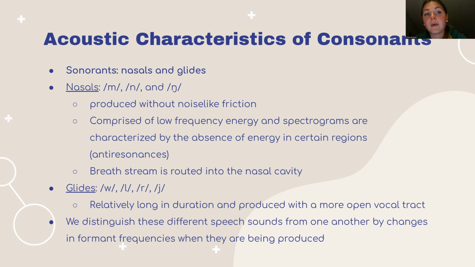And then we talked a little bit about sonorants last time. Sonorants are a little bit more vowel-like consonants. They're produced without any friction, really, without much constriction in your mouth, with a more open vocal tract. But sonorants can be broken down further into either nasals or glides. So the three nasal sounds are m, n, and ng. That last one is like an ng. And they're mostly lower frequency sounds.